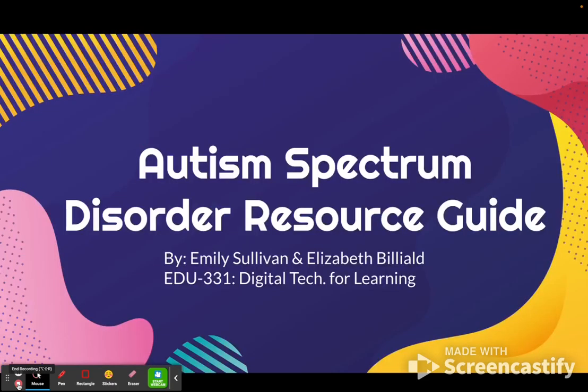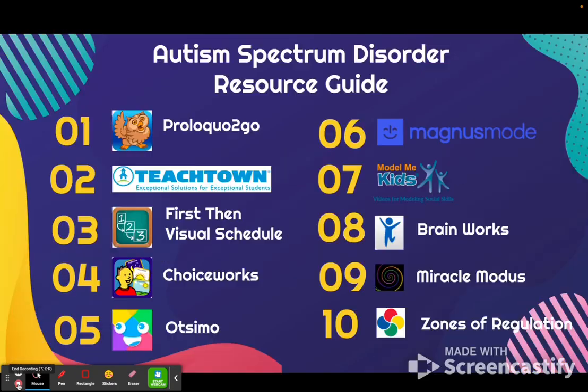So let's take a look at our guide. We've compiled 10 different resources for you. Some are free and some have a cost to them. Keep this in mind that the cost may be prohibitive to some families, but it still does give you an idea of what's available and may give you some ideas to incorporate into your classroom.